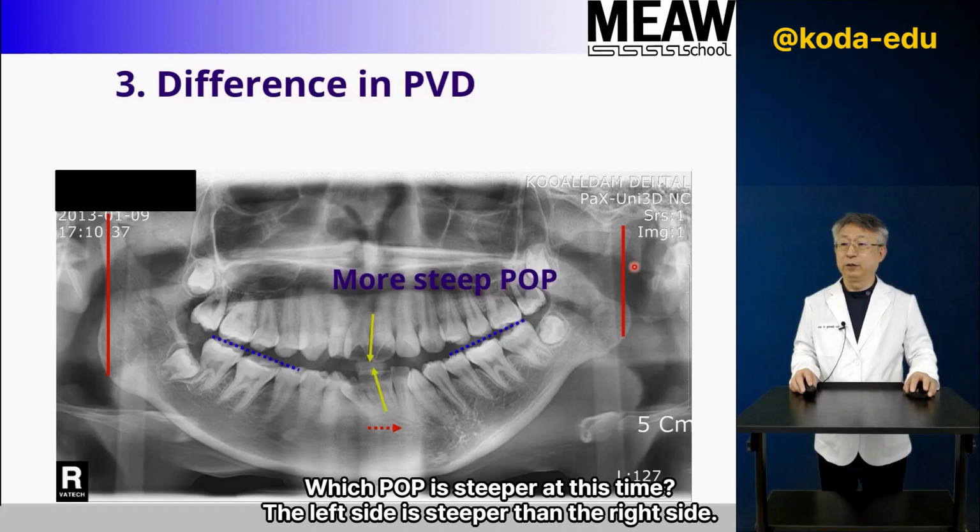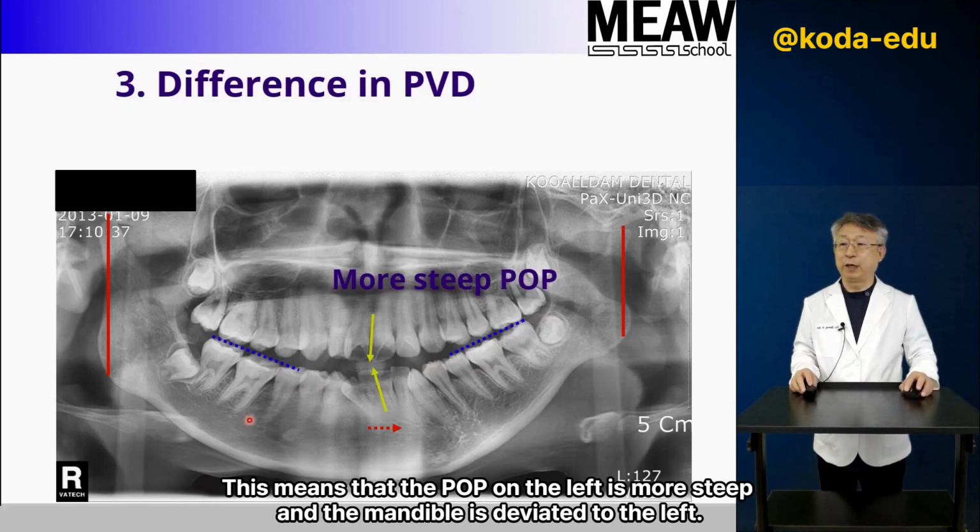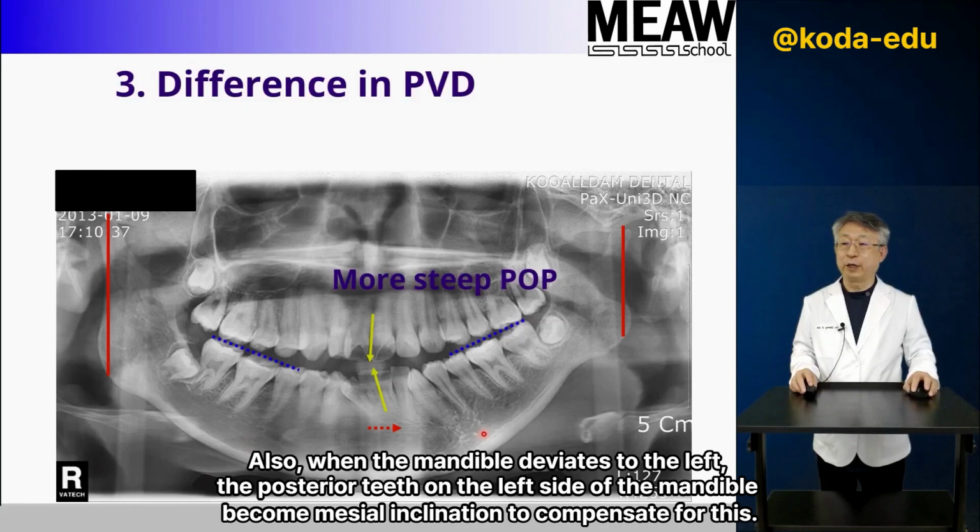Which POP is steeper at this time? The left side is steeper than the right side. This means that the POP on the left is more steep and the mandible is deviated to the left. Also, when the mandible deviates to the left, the posterior teeth on the left side of the mandible become mesially inclined to compensate for this.